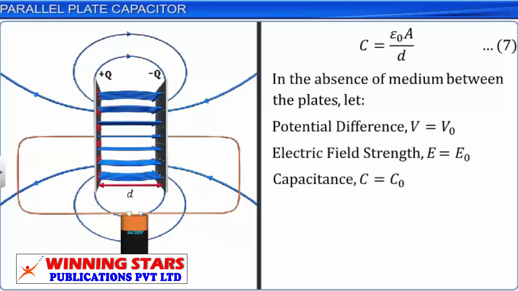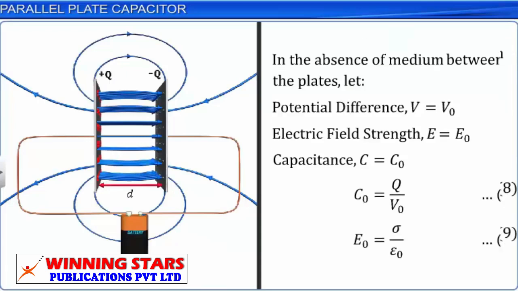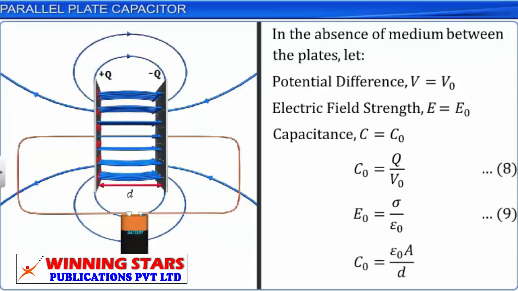We know that the capacitance C naught is equal to Q by V naught. Let this be equation 8. The electric field strength E naught is equal to sigma by epsilon naught. Let this be equation 9. The capacitance C naught is equal to epsilon naught A by d. Let this be equation 10.